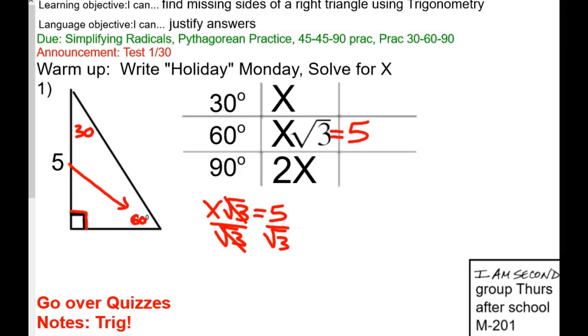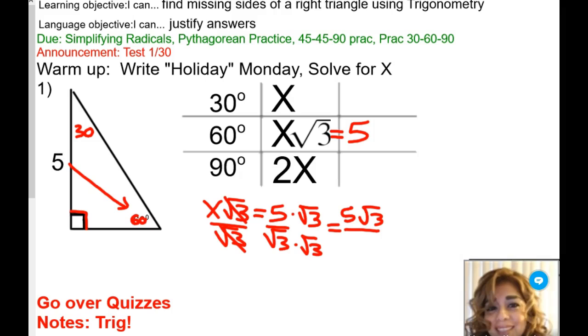Now, when I have 5 over square root of 3, we did learn two weeks ago that you can't have a square root on the bottom. How do I get rid of it on the bottom? Multiplying by the same square root will remove the square root. So if I do it on the bottom, I do it on the top. Anytime I have a number times the square root, just put them next to each other: 5 square root of 3 over, and then a square root times the same square root is that number without a square root sign. So just 3. So I end up with 5 square root of 3 over 3.